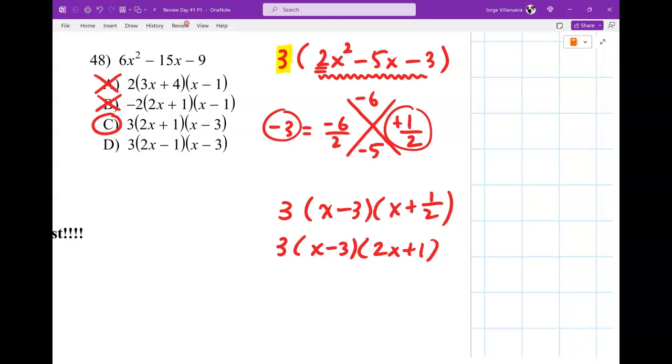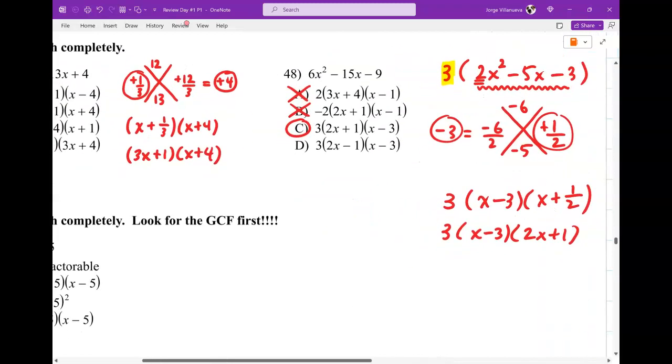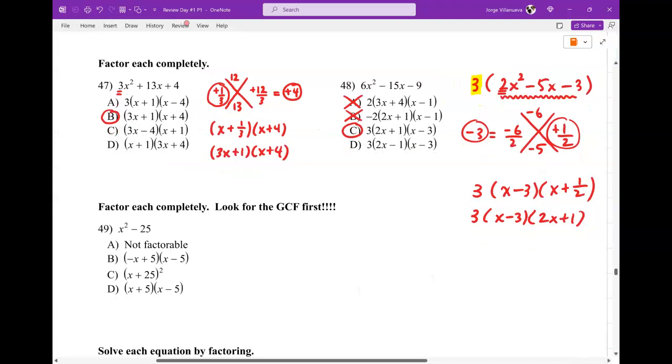Are we okay with the 47 and 48? All right. 49.